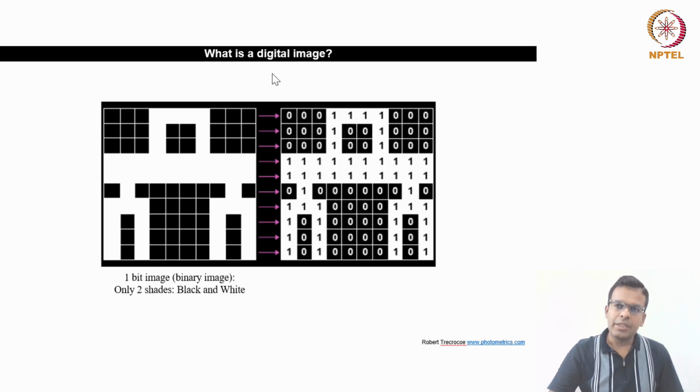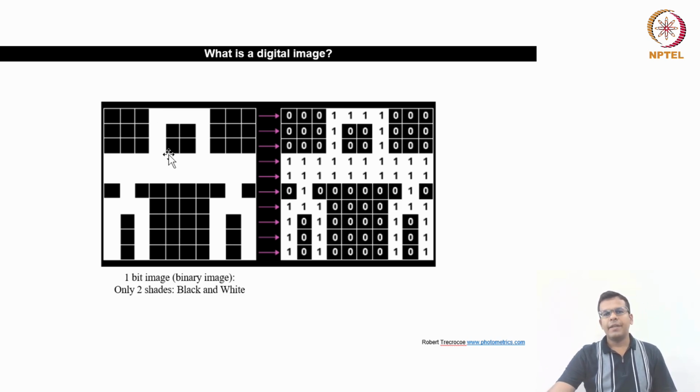So what is a digital image? Here you can see this is just a digital image made up of black and white color. And how does the computer see this image? For the computer, the white pixel is given the intensity value of 1, and the black pixel is given the intensity value of 0. So the computer knows this image in the format of 0 and 1 only.